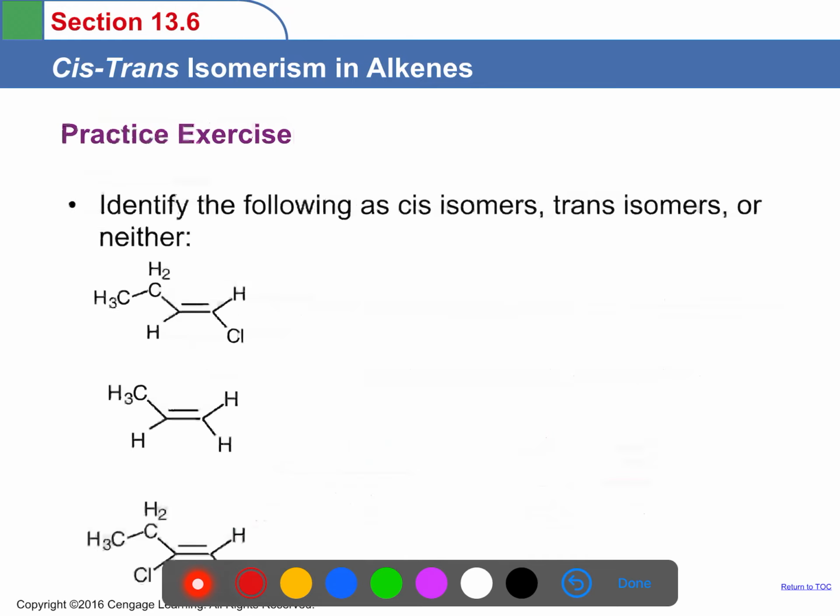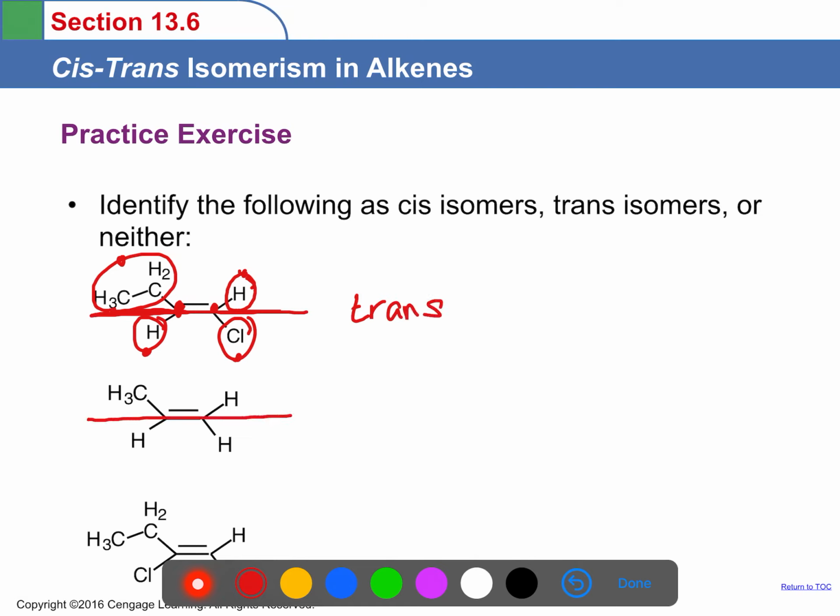Let's look at a couple more examples. So again, it's helpful to put a line through the double bond so you can kind of see what's above it and what's below it. If I look at the carbon on the left, it has an ethyl group and a hydrogen, so those are different. On the right, we have a hydrogen and a chlorine. Those are different, so we will have either cis or trans. In this case, the ethyl group and the chlorine are on opposite sides. If I wanted to look at the hydrogens, they're also on opposite sides, so this is trans.